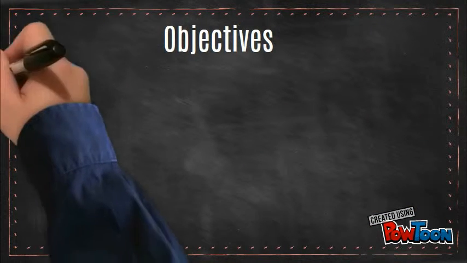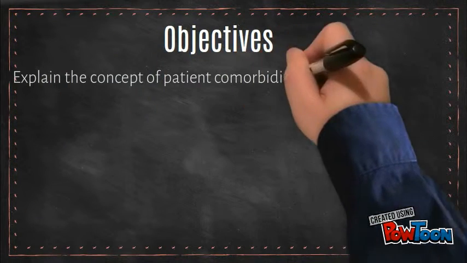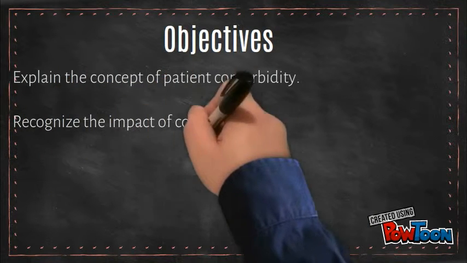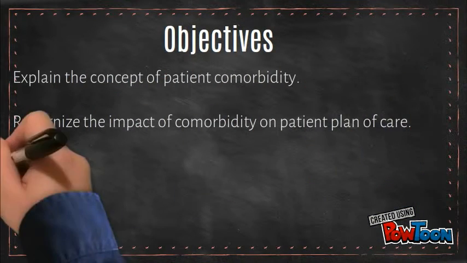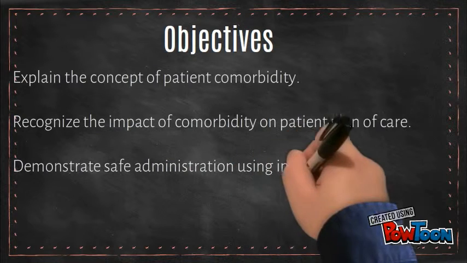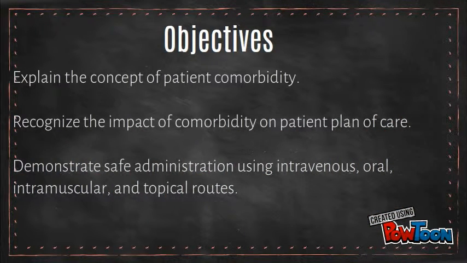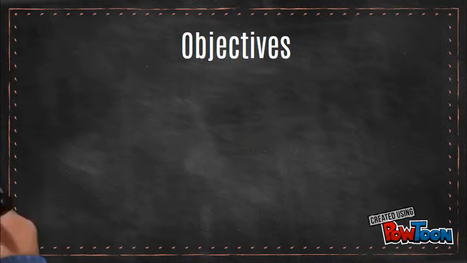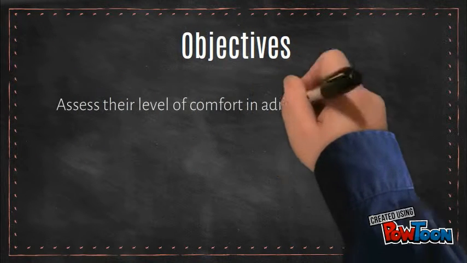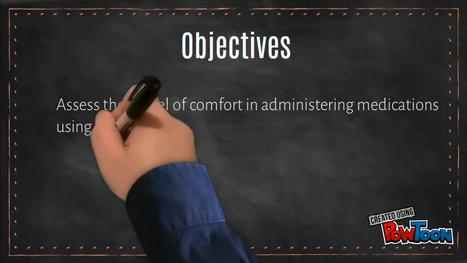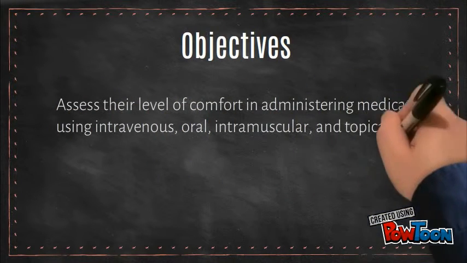By the end of this activity, students will be able to explain the concept of patient comorbidity, recognize the impact of comorbidity on patient plan of care, demonstrate safe medication administration using intravenous, oral, intramuscular, and topical routes, and assess their level of comfort in administering medications using intravenous, oral, intramuscular, and topical routes.